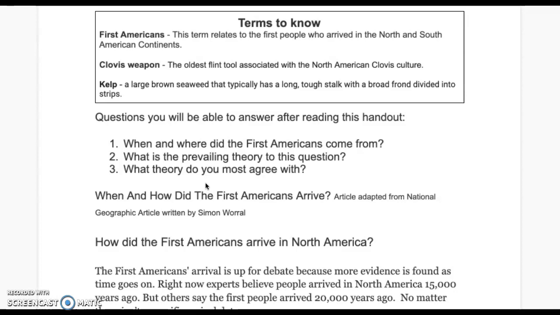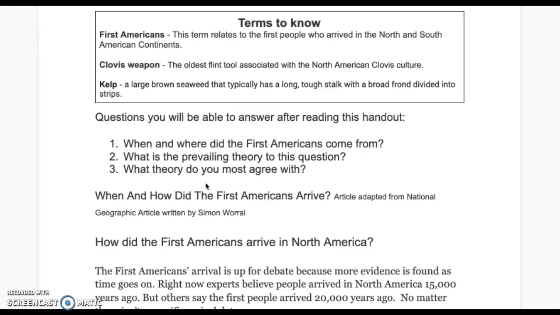First, when and where did the first Americans come from? Number two, what is the prevailing theory to this question? Prevailing is the most realistic or most likely theory to answer this question. And number three, what theory do you most agree with? There are going to be a couple of ideas floated across here.